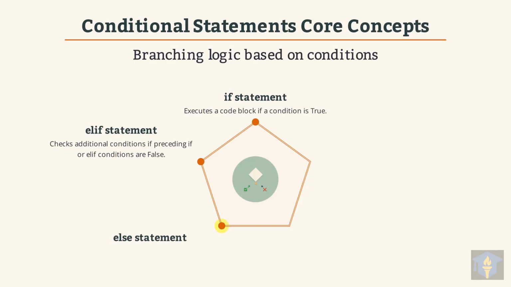Finally, the else statement acts as a default. Its block executes if all preceding if and elif conditions turn out to be false. The else block ensures a fallback action, providing a path when no other specific conditions are met in your program.